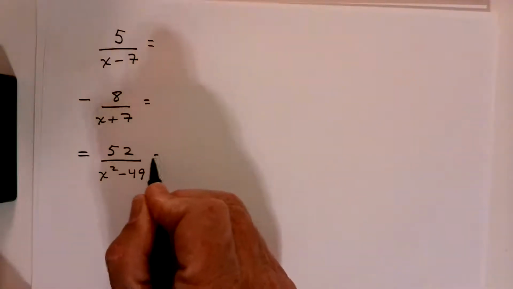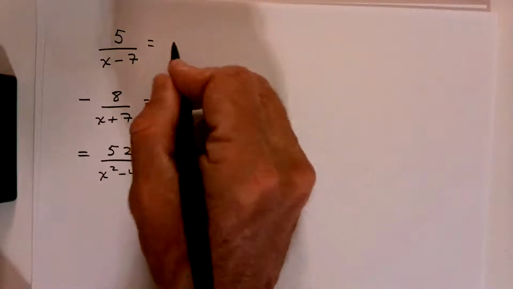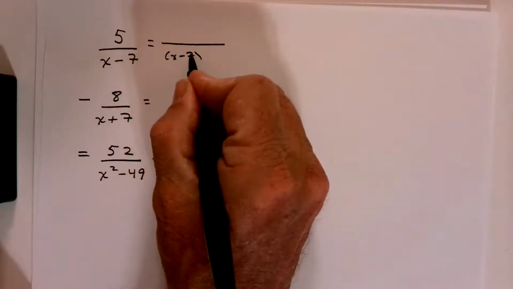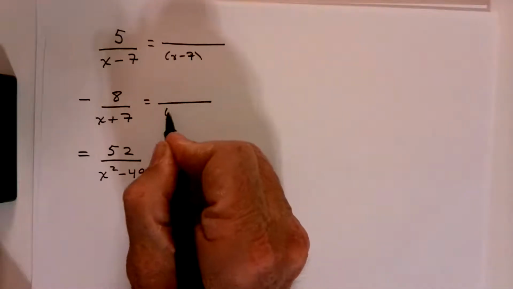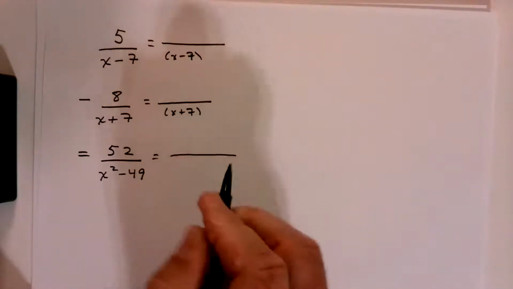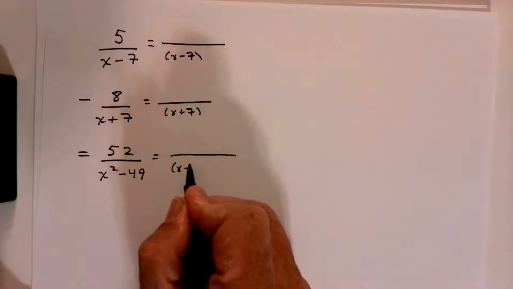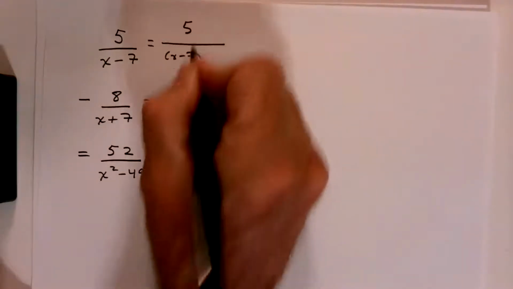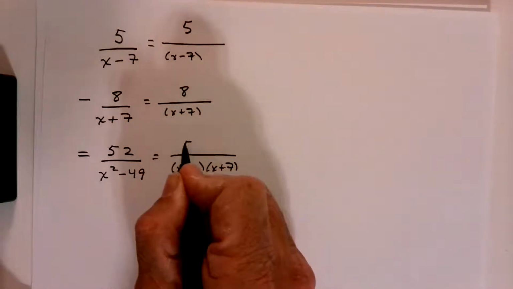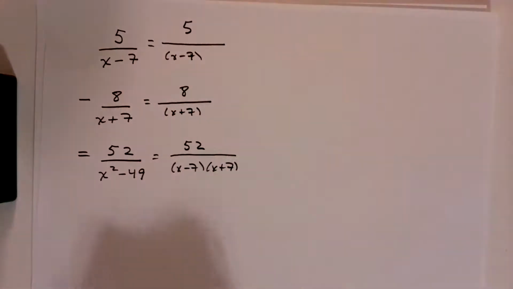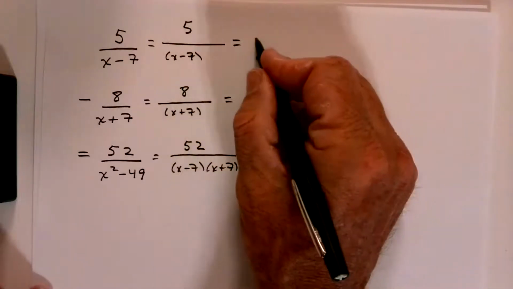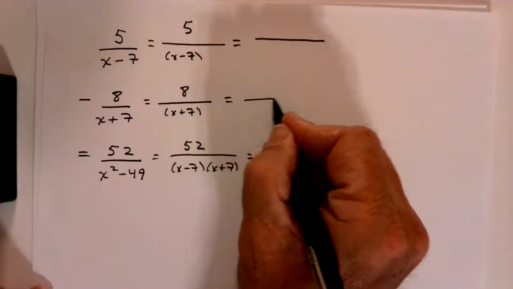Let's factor the denominators. X minus 7 remains x minus 7. X plus 7 remains x plus 7. But x squared minus 49 becomes x minus 7, x plus 7. So we have 5 here, we have 8 here, and we have 52 here. Next, we've got to build common denominators. The common denominator will be x minus 7, x plus 7. So let's do that.